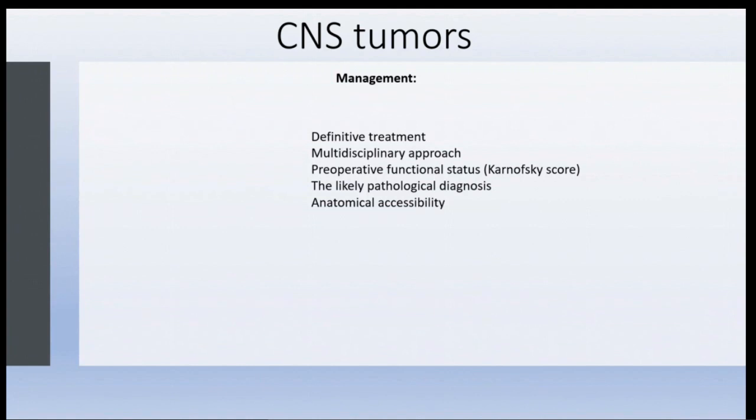The last thing is the anatomical accessibility. If this patient has a lesion in the brain stem, and we know that resecting these lesions may cause a major neurological deficit, and this will make the functional status of this patient worse. And if it is worse, he may not get chemo or radiotherapy, then we are unlikely to offer him a resection surgery. It will most likely be just a biopsy to confirm the diagnosis.